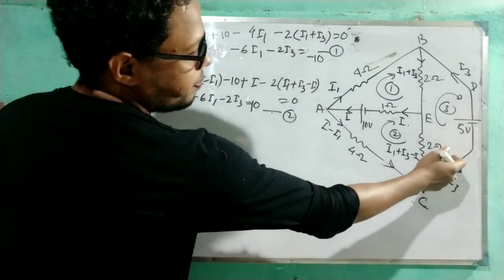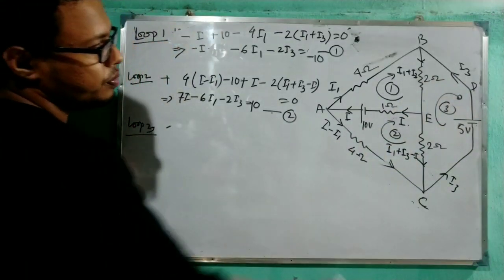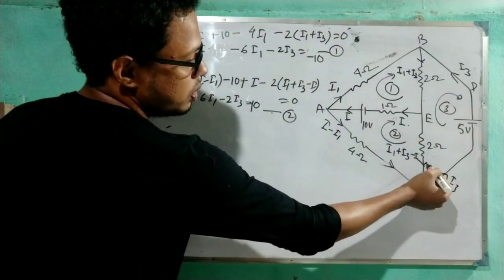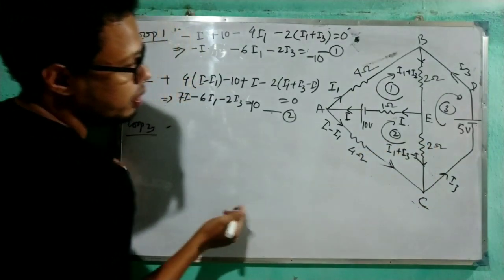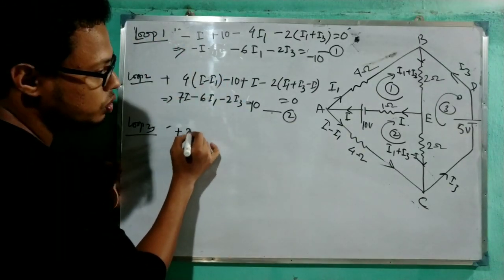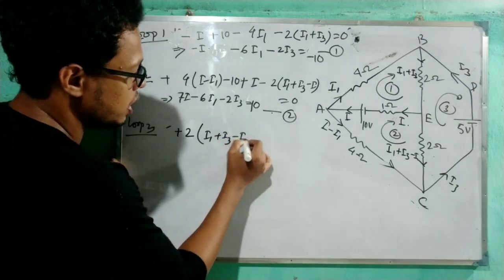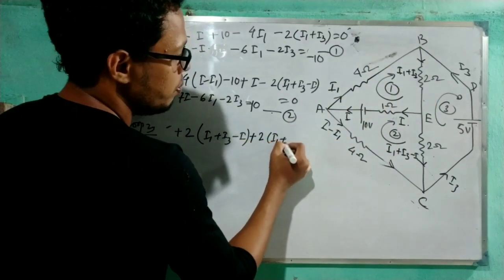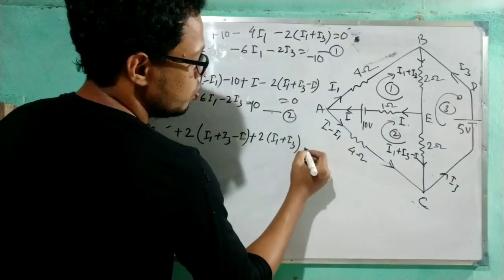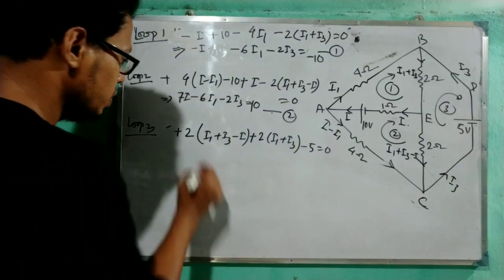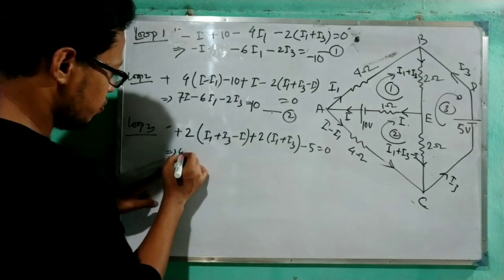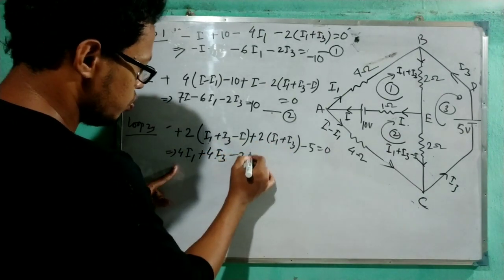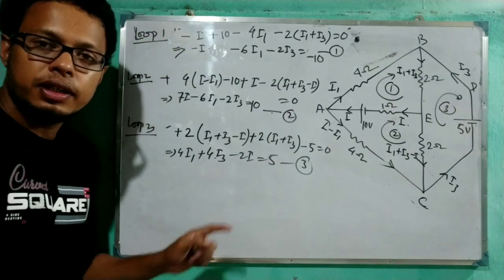Loop 3. See, this direction again opposite. You can start from there also, so start from here. Now, here it is going, so plus. Opposite direction means minus, opposite direction plus, so plus 2 into I1 plus I3 minus I. Now again here opposite direction, plus 2 into I1 plus I3, again plus 2 minus, minus 5 will be 0. Clear? Solve it. It will come 2I1, 2I1, 4I1, plus 2I3, 2I3, 4I3, minus 2I equals to 5. Equation number 3.